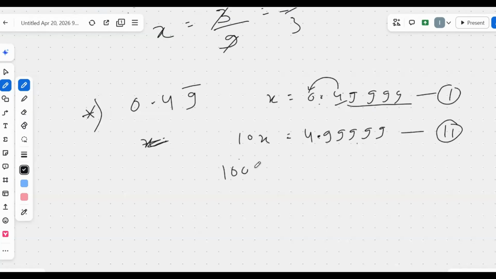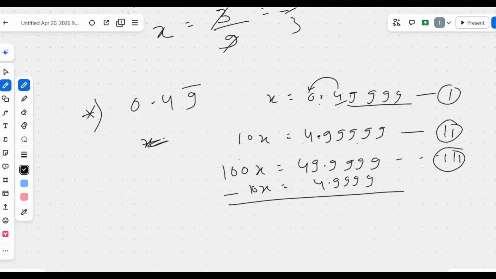That will be 100x equal to 49.9999999 and so on. Equation 3. In the last, you are going to divide equation 3 with 2. Like here, not divide, subtract. That will be 10x equal to 4.99999. What you are going to do is subtract 2 from 3, equation 3 and equation 2.